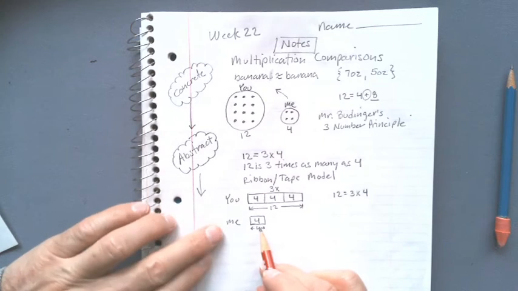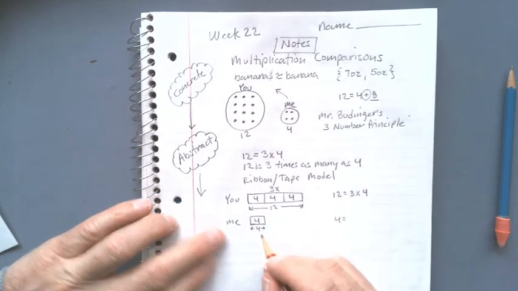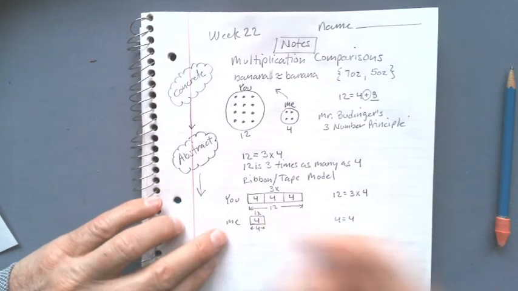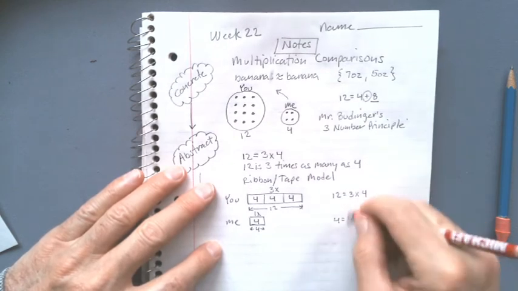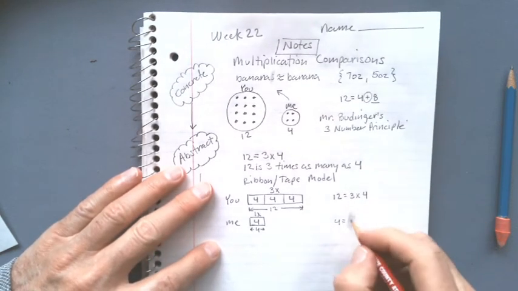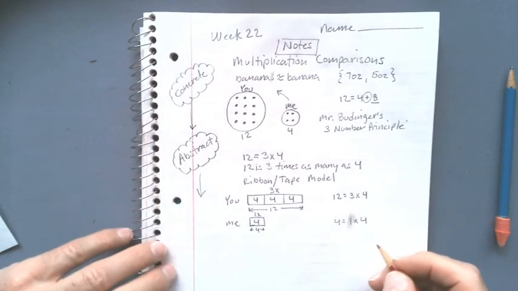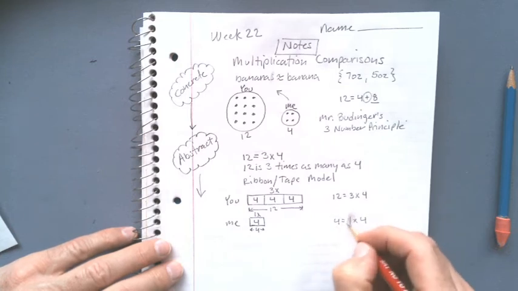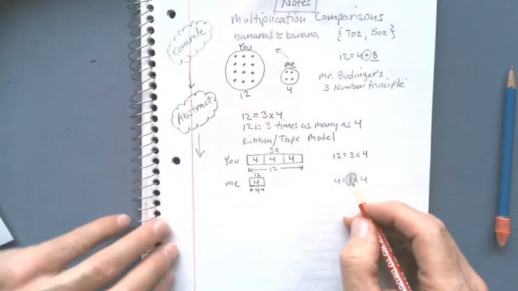And down here, well, I don't know what this would be. This would be like 4 is equal to 4, and up here I guess it'd be 1 times, so this would be reversed then. This would be 4 is 1 times as many as 4, which is 4, and these two numbers are identical. So this doesn't make Mr. Buddinger's 3-number principle, and we'll talk about that. One has its own property that's important, but we'll look at that later on.